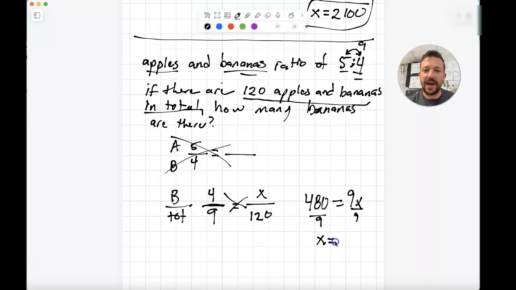And then if you have a calculator on the TSI, like in the top right-hand corner, then you would get 53.33. And you can't have a decimal number of bananas, so you just say it's 53. Okay? Be like, oh, there's 53 of them. If you don't have a calculator, then you would have just left your answer with the fraction.